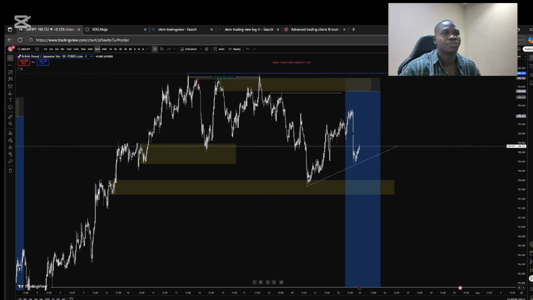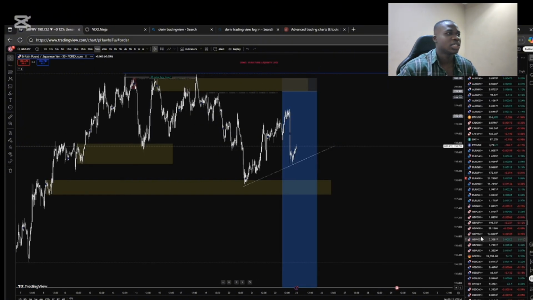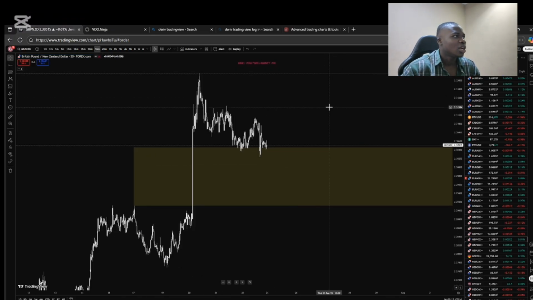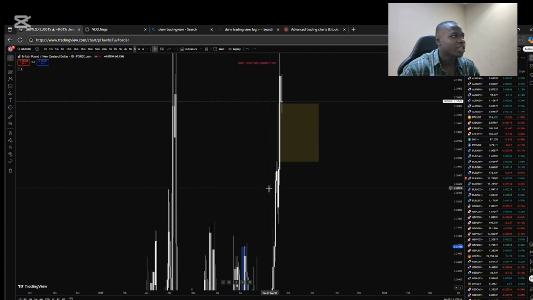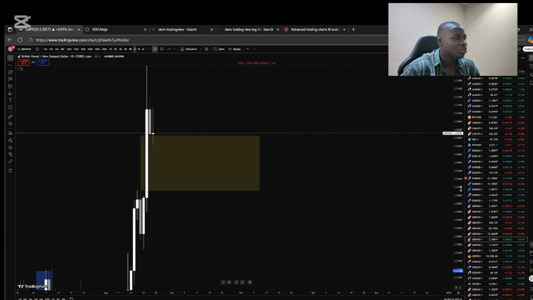So now let's move on to the next pair, GBP NZD. Currently there's nothing much on GBP NZD. All I see is GBP NZD currently in between buyers and sellers.